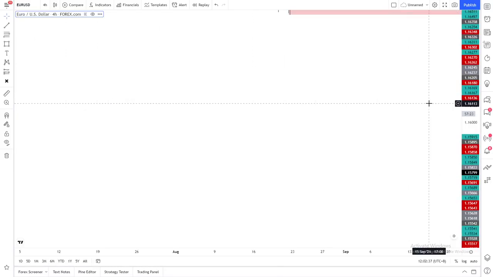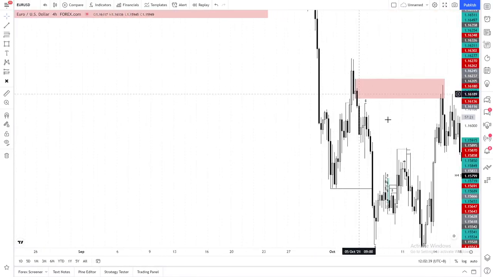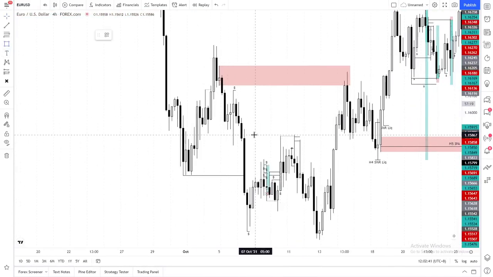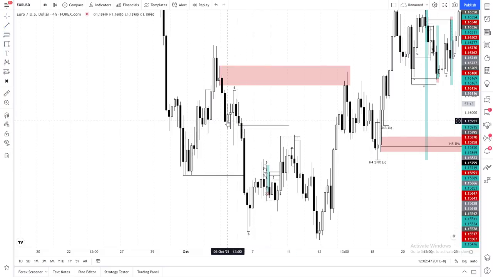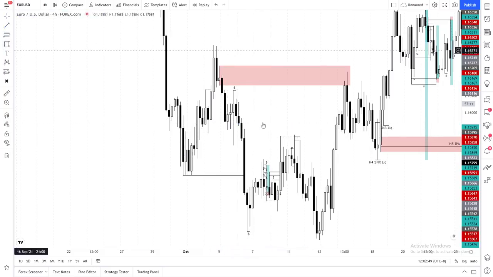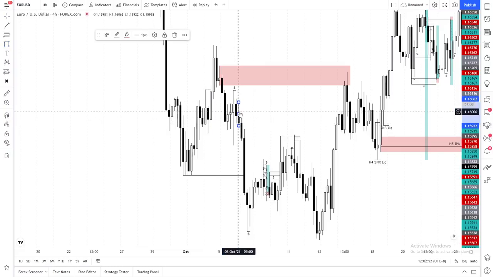What other examples, man? This would be an example of what I marked here on the H4. Okay, that's an OB. This would be an IPA. You see how we have liquidity in between. We just take the 100% fill. And that's how we mark the IPA candle.